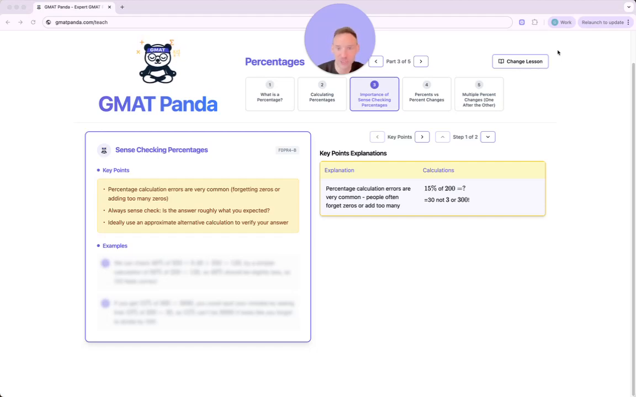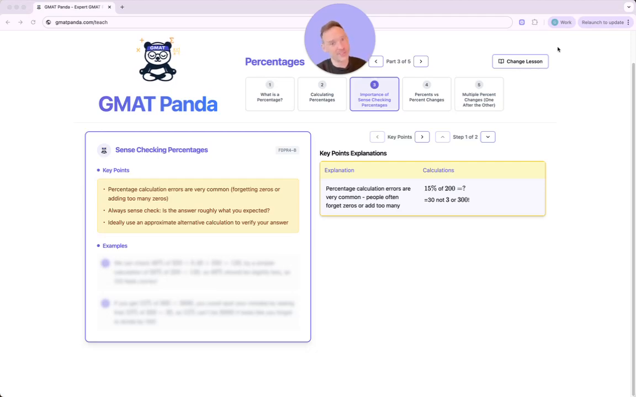Now, how do we double check them? Well, there's two key words here. One is to use an alternative calculation. You want to avoid doing the same calculation a second time, because if you've made a mistake the first time, then there's a good chance you'll make the same mistake again.